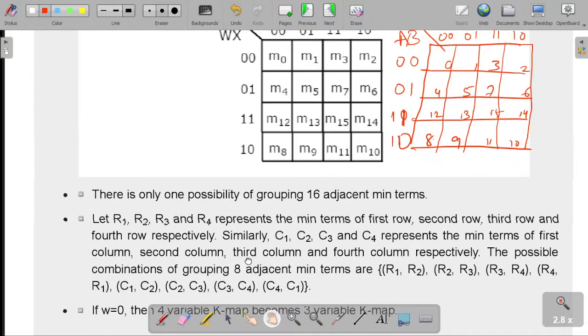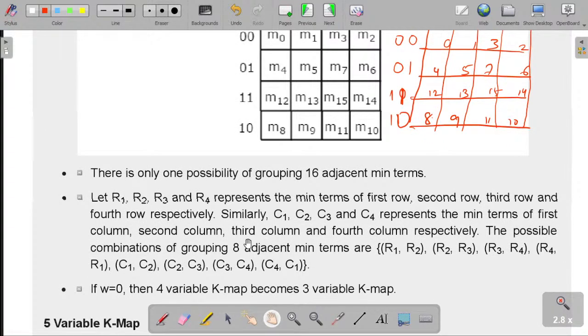So this is one possibility. There is one possibility for grouping the 16 adjacent minterms. These are the minterms, and there is one possibility for 16 adjacent minterms. R1, R2, R3 and R4 represent the minterms of the first row, second row, third row and fourth row. For example, let us discuss R1 and R2.